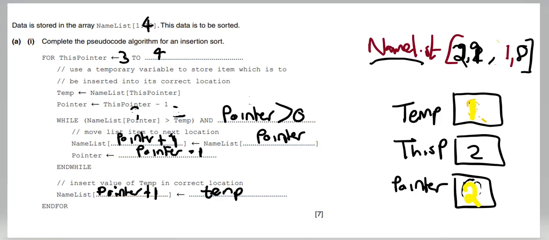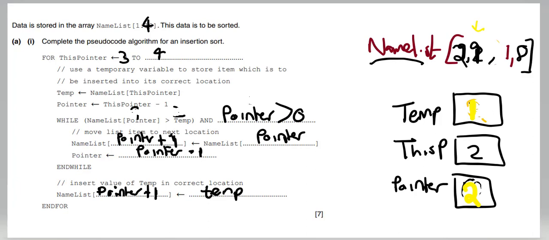So, we've then got the loop, while nameless pointer. It's looking at the number 9. Is greater than temp. Is 9 greater than 1? Yes, it is. And pointer is greater than 0? Yes, it is. So what we're going to do?